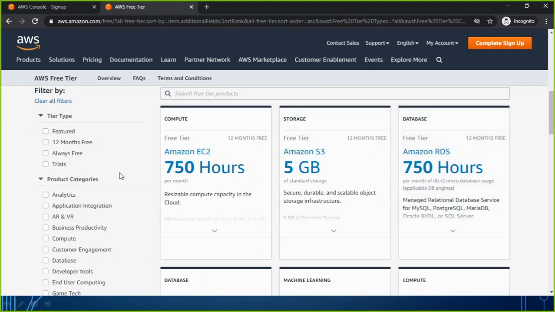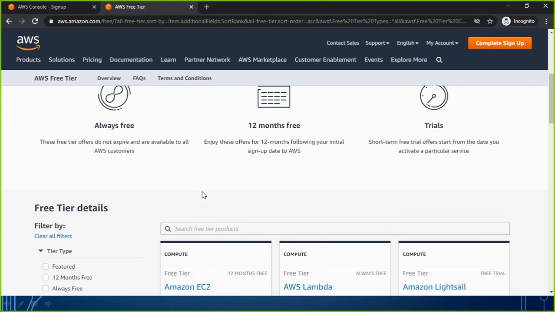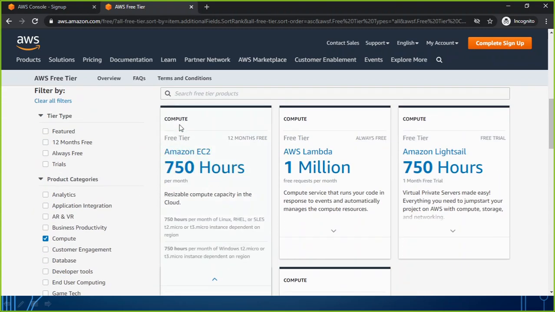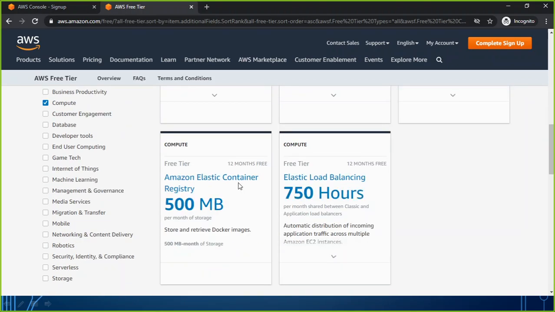So here we can also categorize them, like here you see this belongs to the compute category, this belongs to a storage category, database category. So if you want to see only the services related to compute, you can just filter from here. Let's go to compute. So these are the services offered by AWS related to compute. So we have EC2, we have Lambda, we have Lightsail, we have Amazon Elastic Container Registry, that is also being offered to you for 12 months free, up to 500 MB per month of storage.